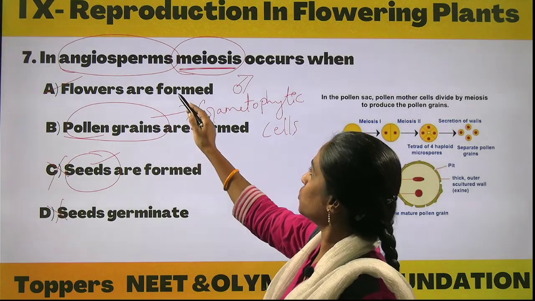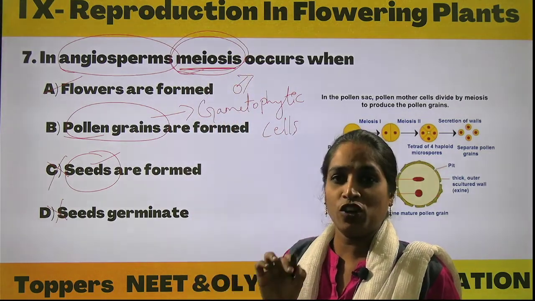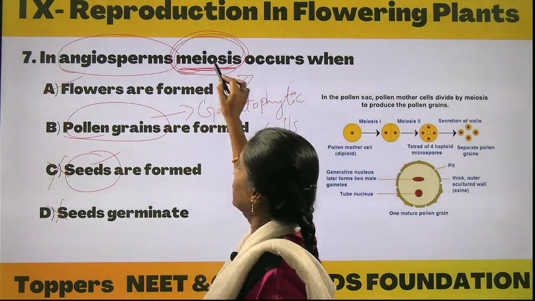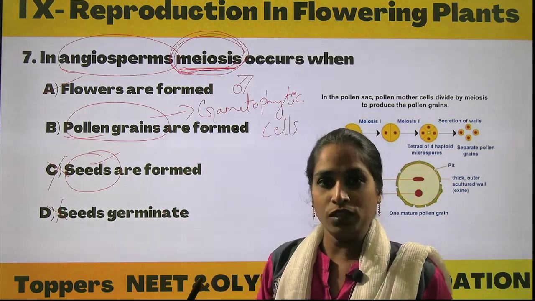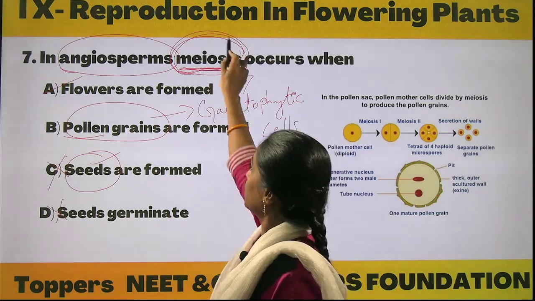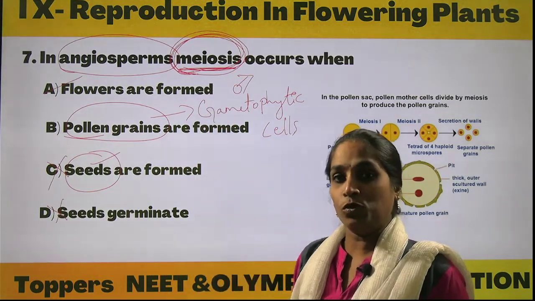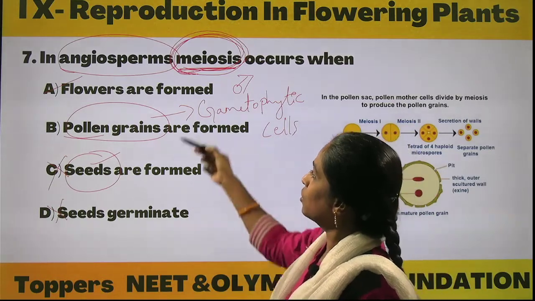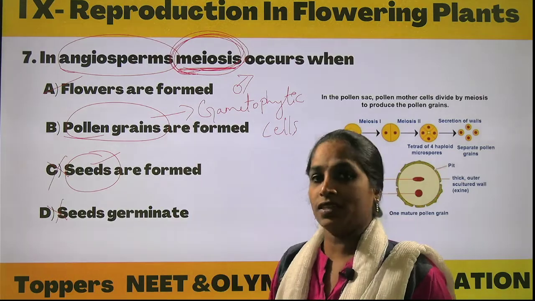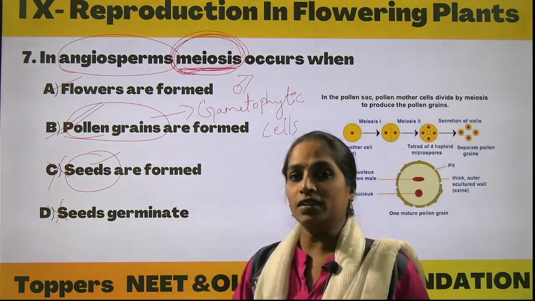So in angiosperms, meiotic cell division. We have previously discussed that meiotic cell division occurs 2 times. What are the 2 times? One is during the developmental stage of either the male or the female gametes, and the other is in the formation of the zygote after the fusion or fertilization process. So out of all these options, which is related to gametophytic cell development? Pollen grain. So option B is the correct one.